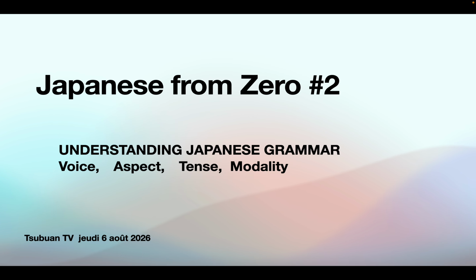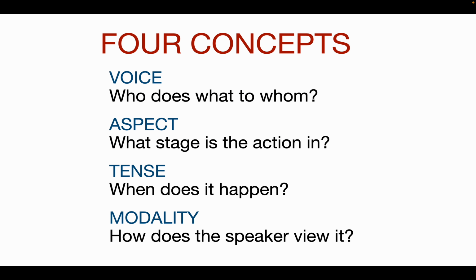Today, I'd like to talk about four concepts that are useful for understanding Japanese grammar: voice, aspect, tense, and modality. But before we start, I should explain something about the title of this series. It's called Japanese from Zero, but that doesn't mean every video is designed for complete beginners.